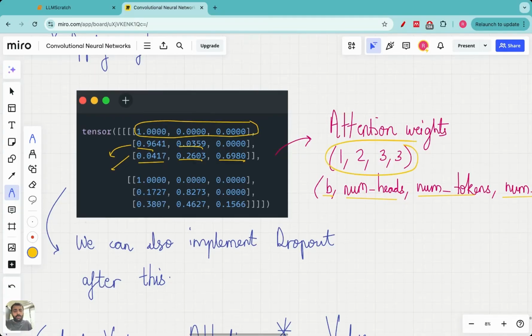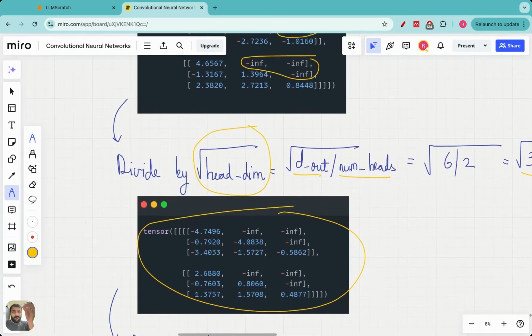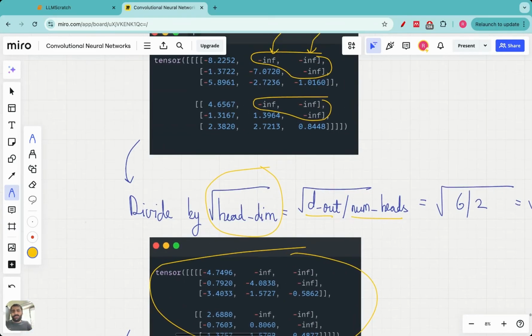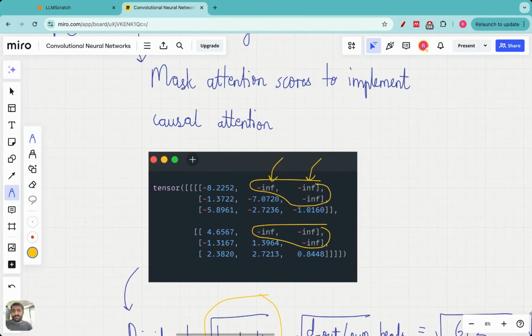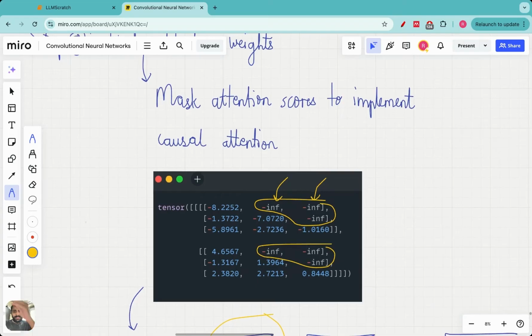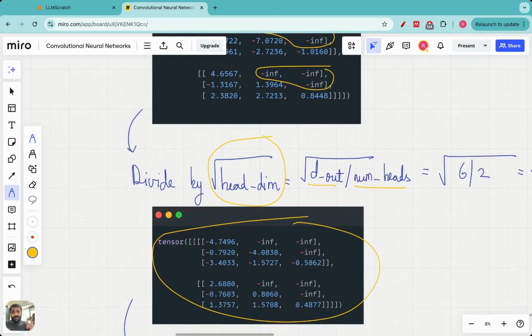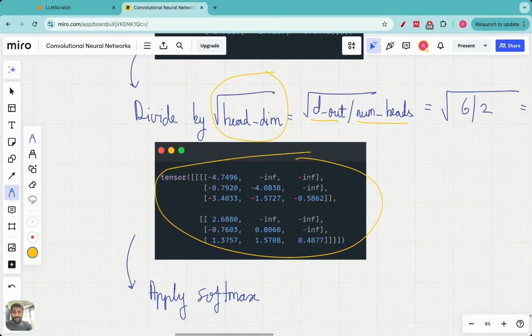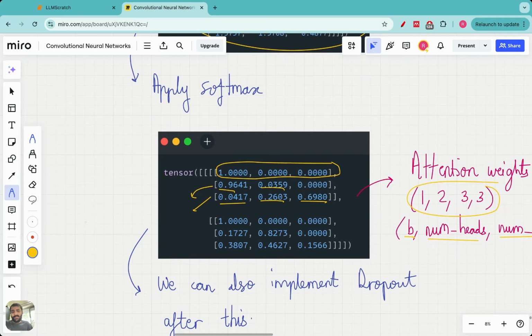If you look closely, to go from attention scores to attention weights, we actually have a number of steps, and it's important for you to understand all of these. First, we applied a mask so that all elements above the diagonal are negative infinity. Then we divided by the square root of the head dimension. Then we applied softmax. This is how we got the attention weights. Now let's see how that is done in the code.